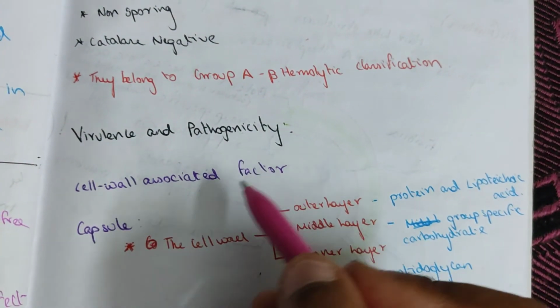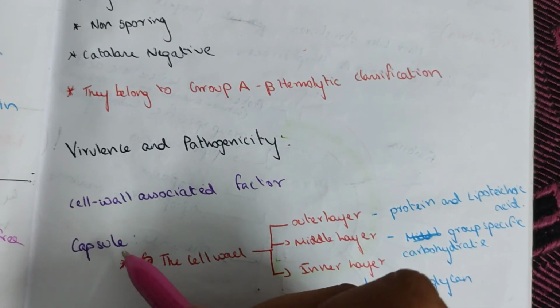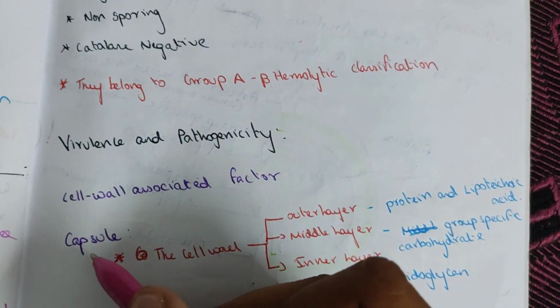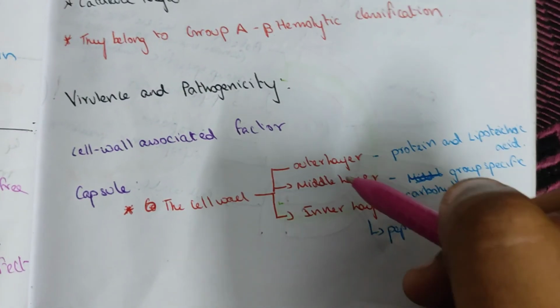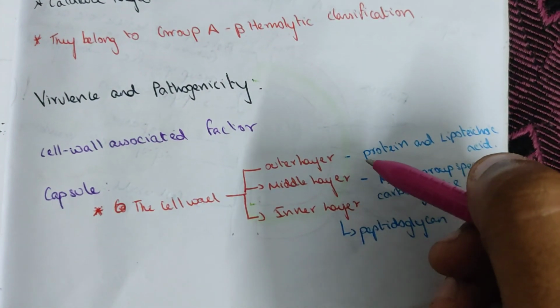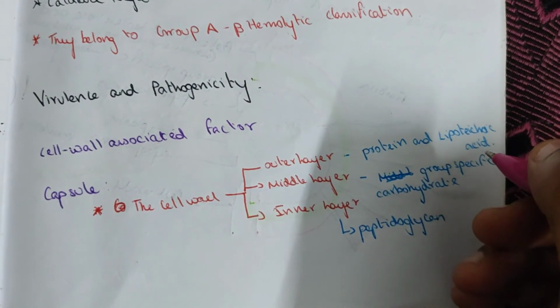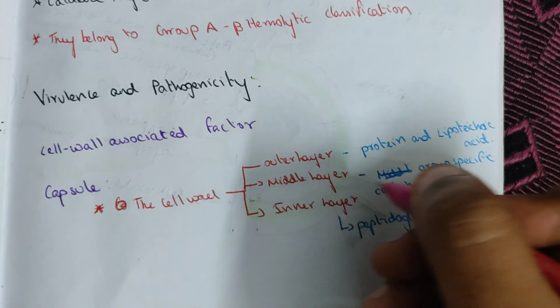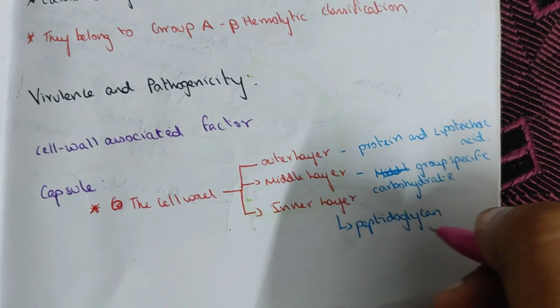Virulence and pathogenicity. Cell wall associated factor. Capsule. The cell wall is divided into three layers: outer layer, middle layer, and inner layer. The outer layer is composed of protein and lipoteichoic acid. The middle layer is a group specific carbohydrate. The inner layer is peptidoglycan.